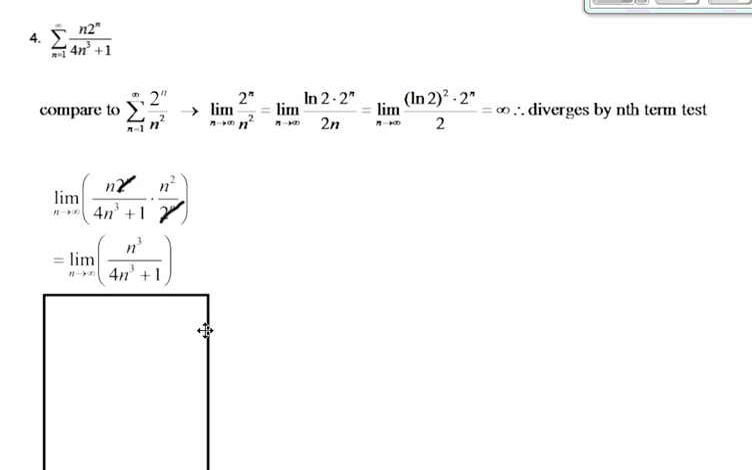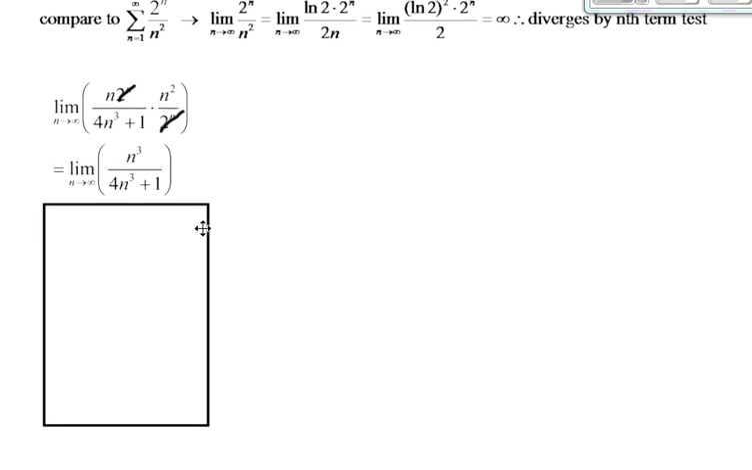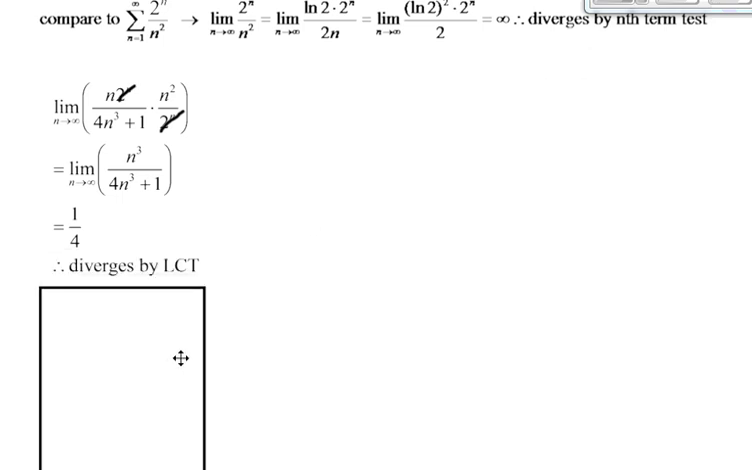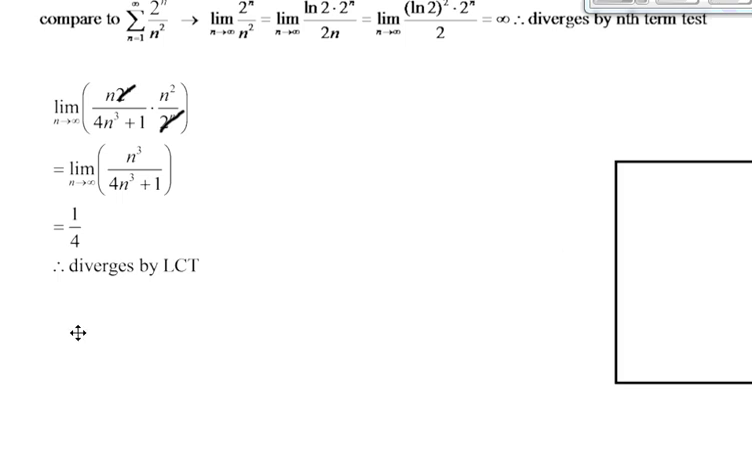Again, it turns out nice and neat for us as same name, so this is equal to 1/4, which is finite and positive. Therefore, it's going to do what our comparison series did, which is diverge by the limit comparison test. Okay, so that's the limit comparison test. That one is going to work and be used most of the time.